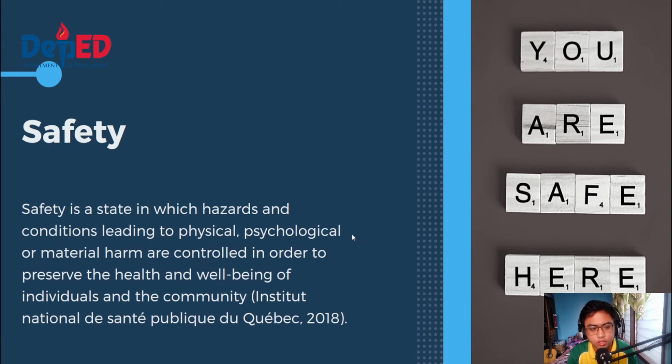Before we continue with our lesson, let's talk about safety first. According to Institut National de Santé Publique de Quebec 2018, safety is a state in which hazards and conditions leading to physical, psychological, or material harm are controlled in order to preserve the health and well-being of individuals and the community. So if you notice in the definition, we have terms like hazards, those that could harm us, and conditions leading to what? Physical, psychological, and material harm. So these are things that might hurt us in those different aspects. With safety, we're going to have control over those things so that we could be healthy and not hurt during our everyday routines, which means even in our workplace, we still need to practice safety protocols.